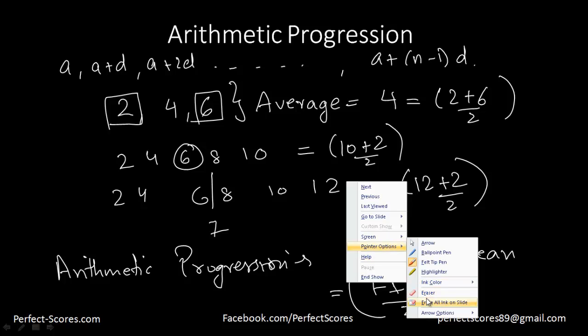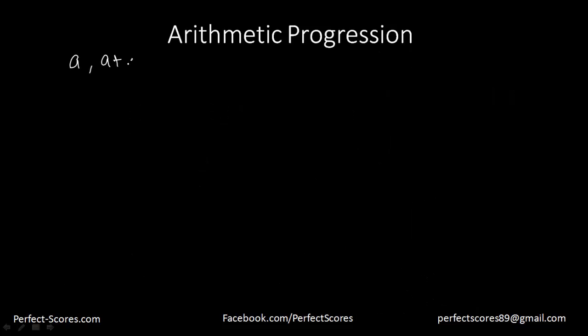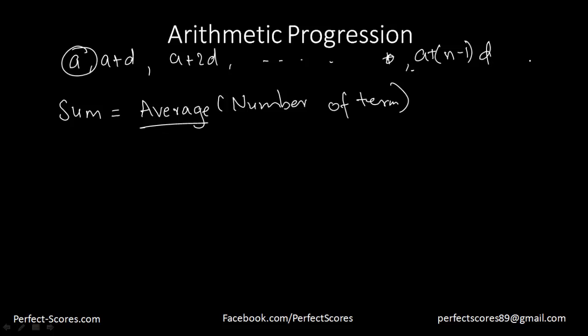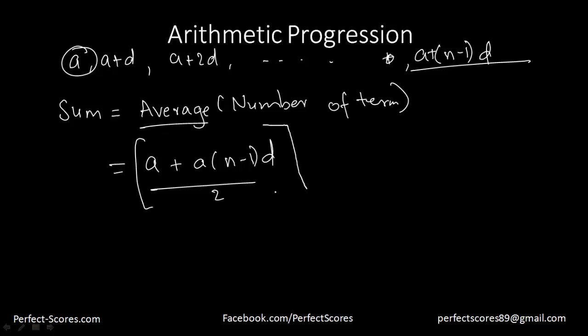Now let me talk a little bit more about arithmetic progression. We have this as the arithmetic progression here. Now suppose I want to calculate the sum of an arithmetic progression. What is the sum? The sum is equal to the average into the number of terms. The average of any general arithmetic progression is the first number plus the last number divided by 2, and I have to multiply this by the number of terms, which is n here.